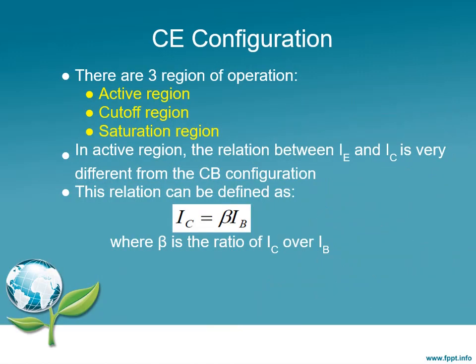There are three regions of operation, which are active region, cut-off region, and saturation region. These regions are similar to the common base configuration. In the active region, the relation between IE and IC is very different from the common base configuration. This relation can be defined as IC equal to beta IB, where beta is the ratio of IC over IB.